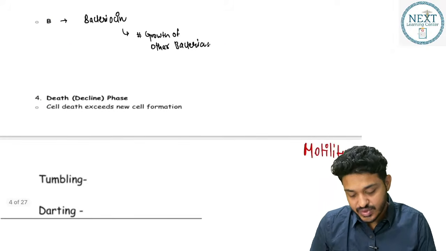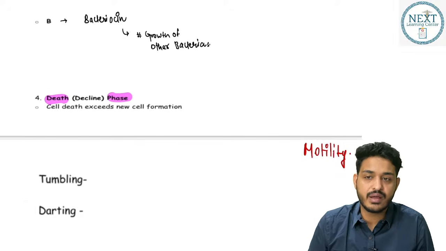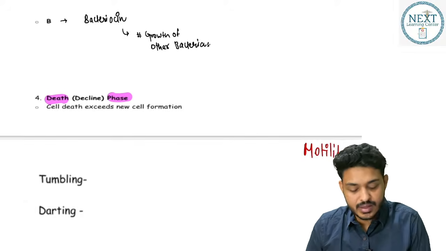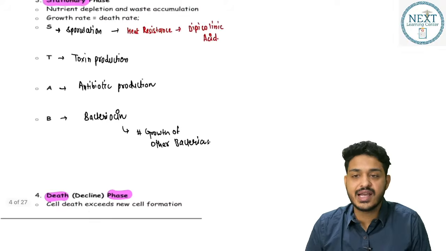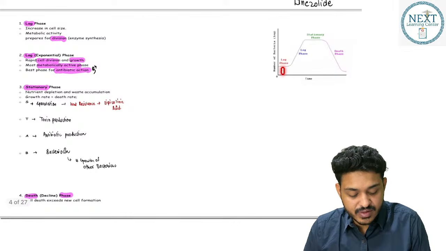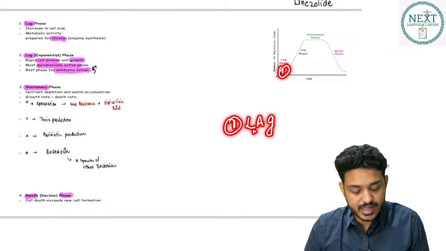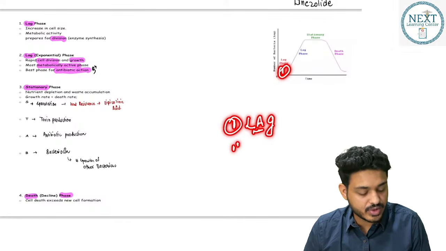The next phase is going to be your death phase. Death is the decline phase, where the bacteria will start to die, right? So this is going to be the life cycle of a bacteria. They have asked some questions from here. So this is going to be the first phase. First is going to be which phase? Lag or log? Just remember, A is first: the lag phase is going to be there.